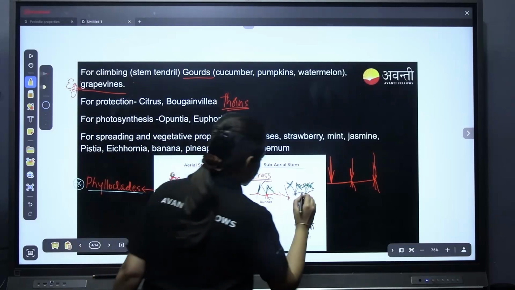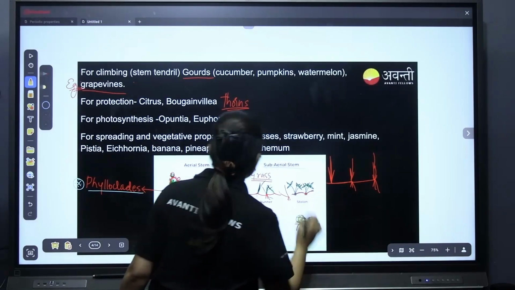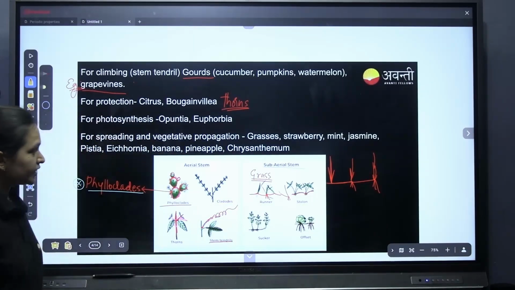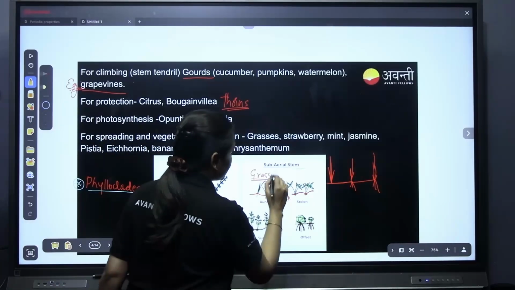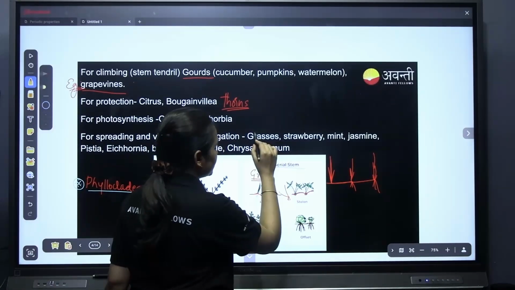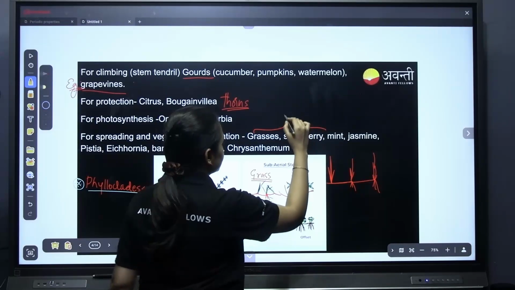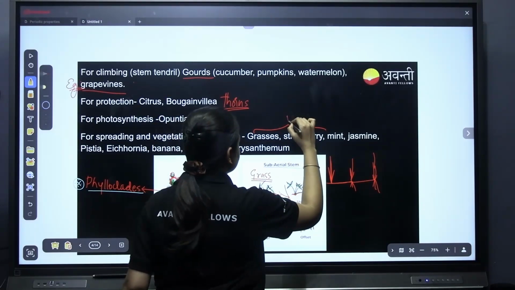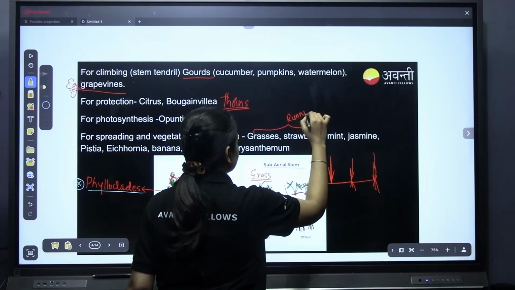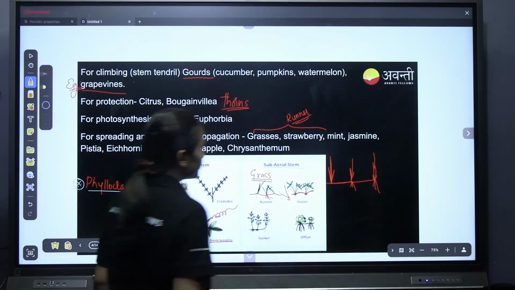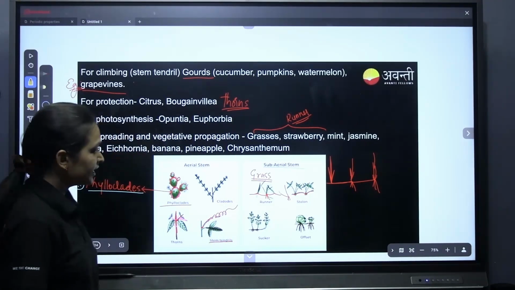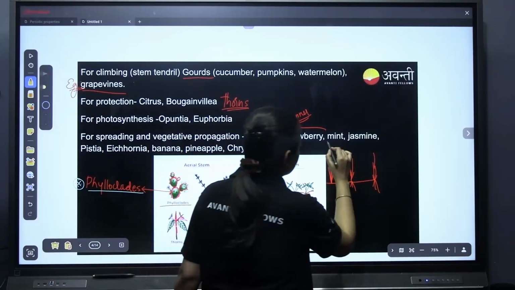Another one of the modification is stolon. Okay, this runner you can see in strawberry and grasses. Okay, another one is stolon. You can see it is in the mint and jasmine.